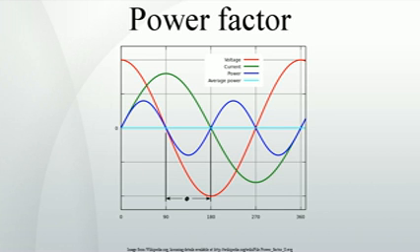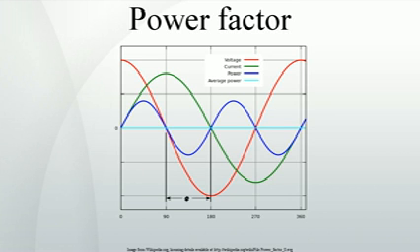Definition and calculation. AC power flow has the three components: real power, also known as active power, P, measured in watts, W. Apparent power, S, measured in volt-amperes, VA. And reactive power, Q, measured in reactive volt-amperes, VAR.